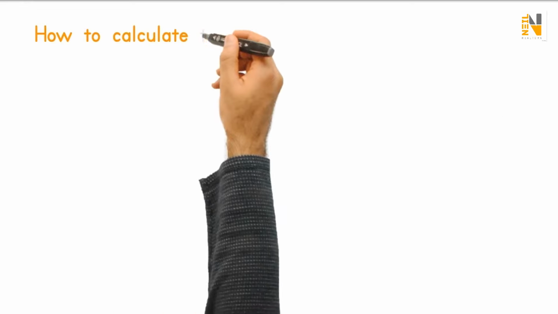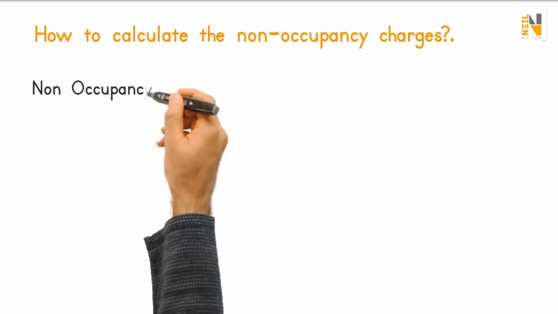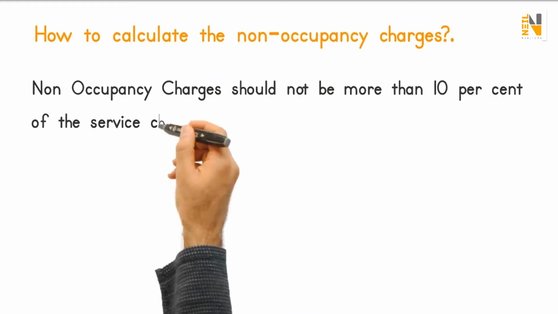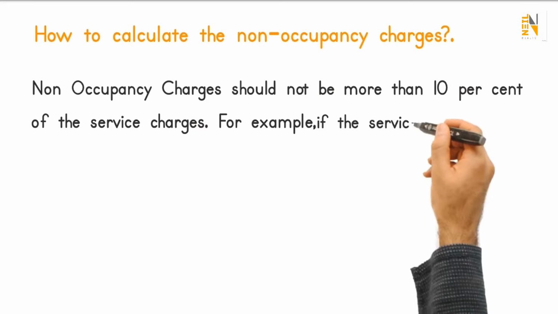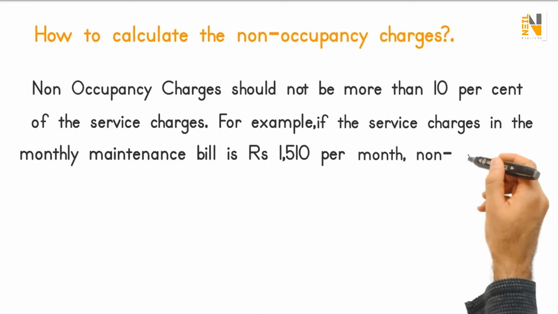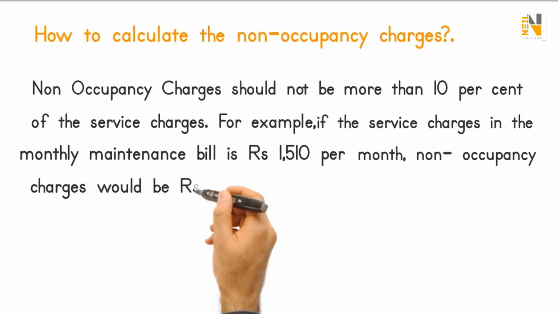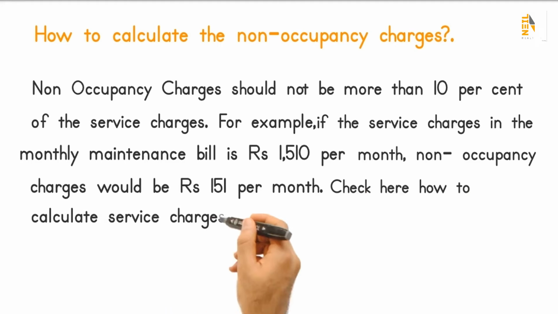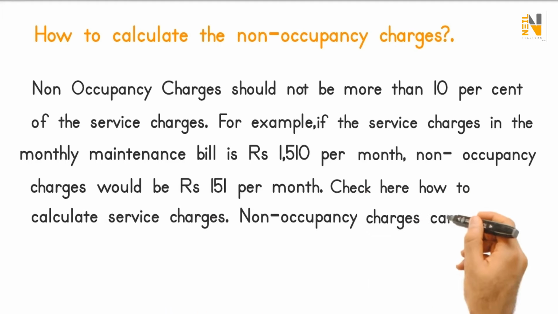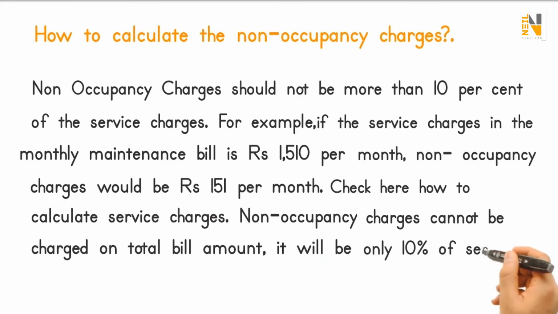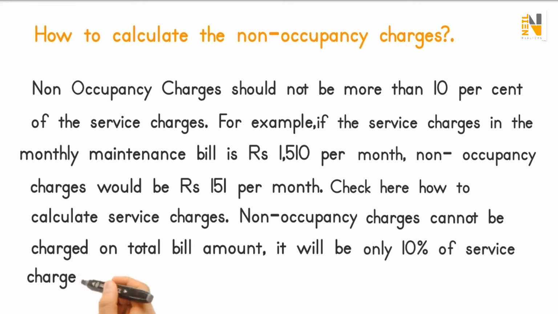How to calculate the non-occupancy charges? Non-occupancy charges should not be more than 10% of the service charges. For example, if the service charges in the monthly maintenance bill is 1510 rupees per month, non-occupancy charges would be 151 rupees per month. Check here how to calculate service charges. Non-occupancy charges cannot be charged on total bill amount. It will be only 10% of service charges.